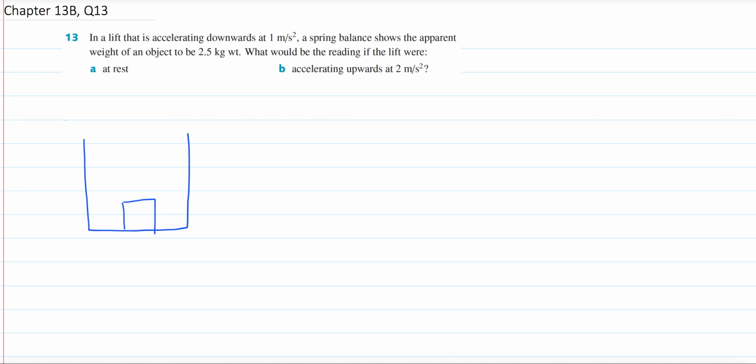Today we are doing question 13 from chapter 13b. So this is your lift type scenario question where you have an object inside a lift and the lift is either going up, down, or is stationary, meaning it's at rest.